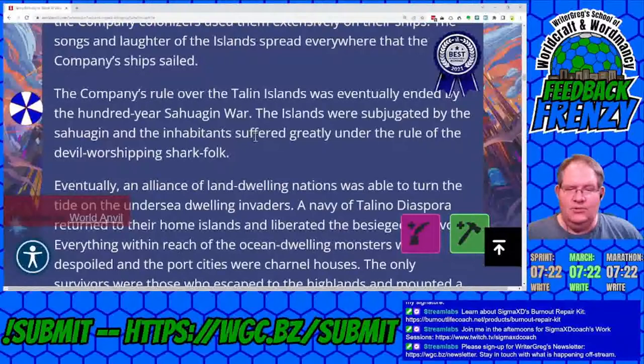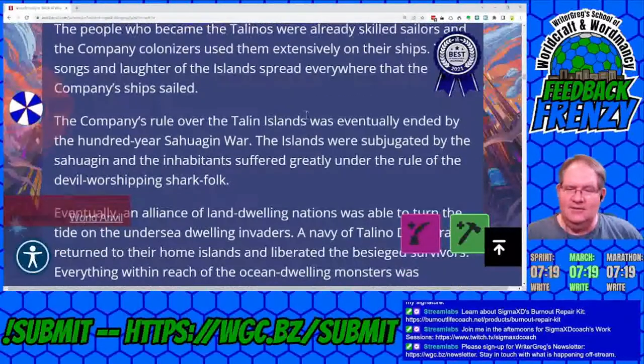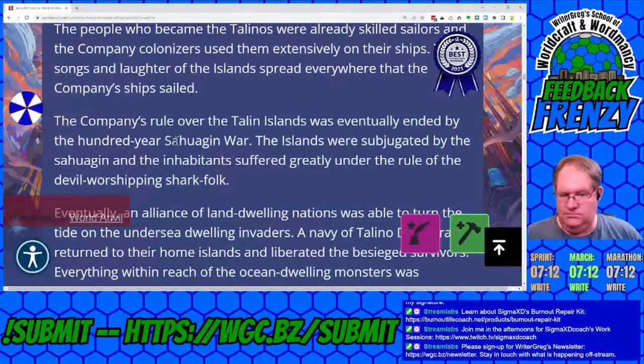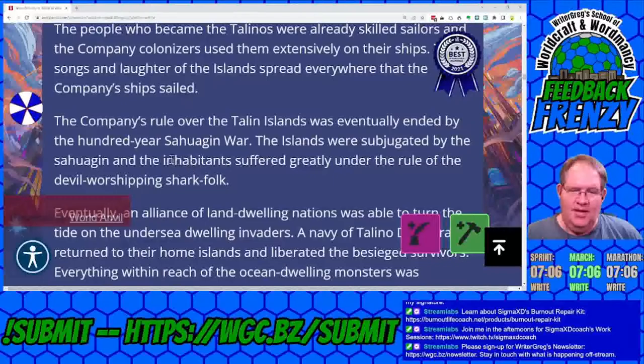The company's rule over the Talin Islands was eventually ended by the 100-year Sauguin War. The islands were subjugated by the Sauguin.